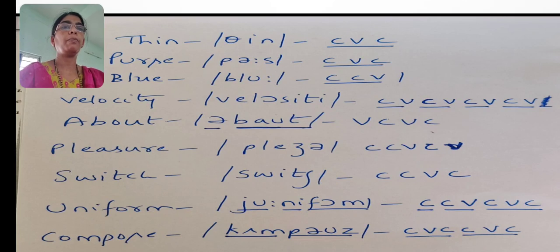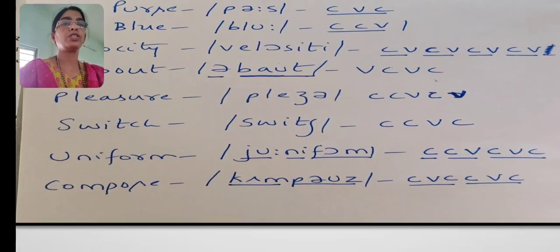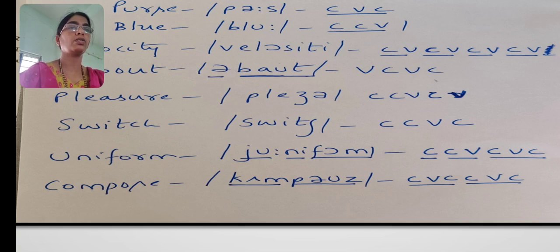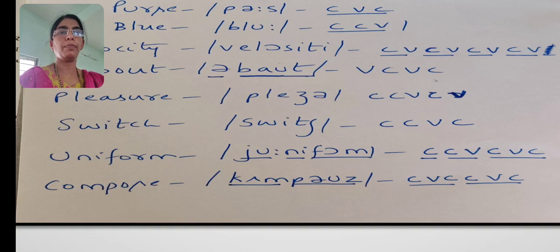Pleasure: p consonant, l consonant, e is a vowel, then zh is a consonant, and the final is a vowel sound. In pleasure, we have two syllables. Then switch: s is a consonant, w consonant, i is a vowel, and ch is a consonant. Switch is a monosyllabic word because we have only one vowel sound here.